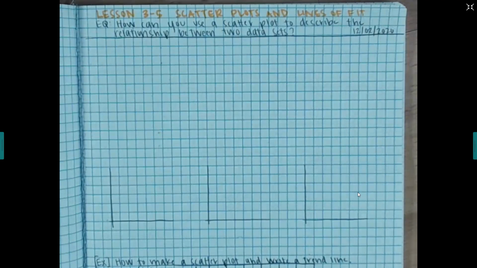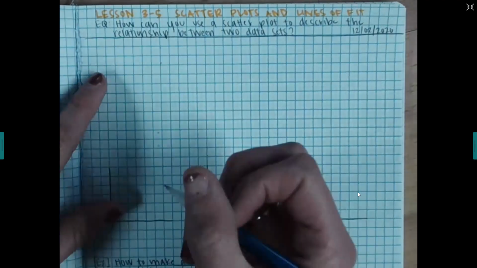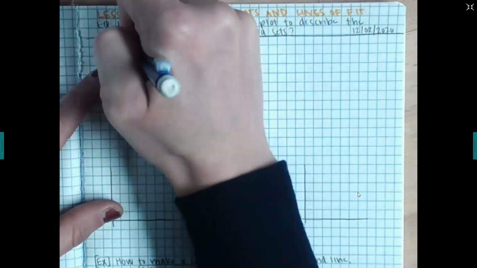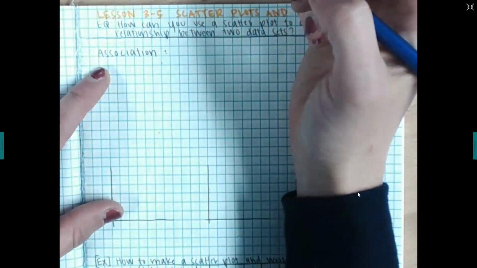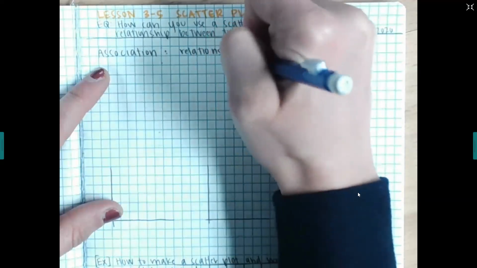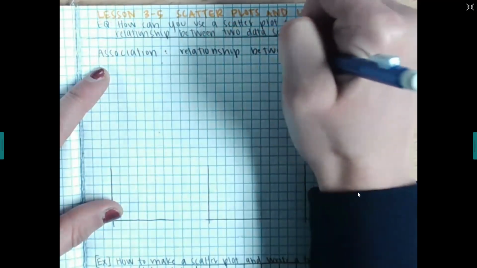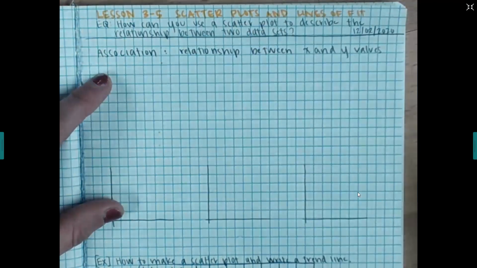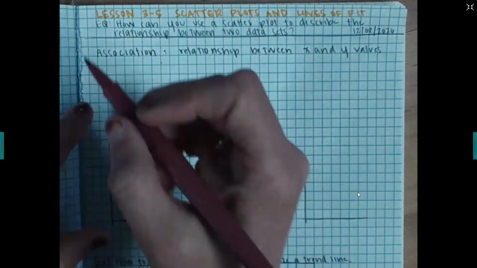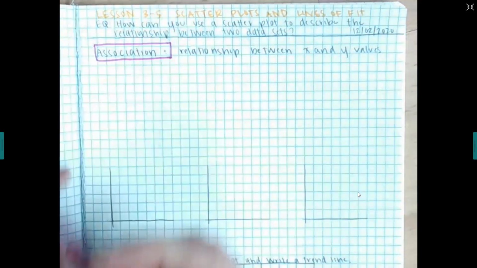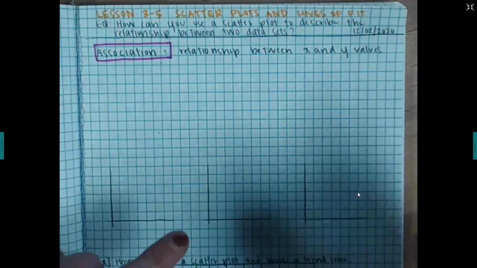With that, we're going to talk about three vocabulary words. The first one is association. Now, the association is the relationship between X and Y values. And we can have three different types of association. That describes the three different kinds of relationships that we can have between the X and Y values.